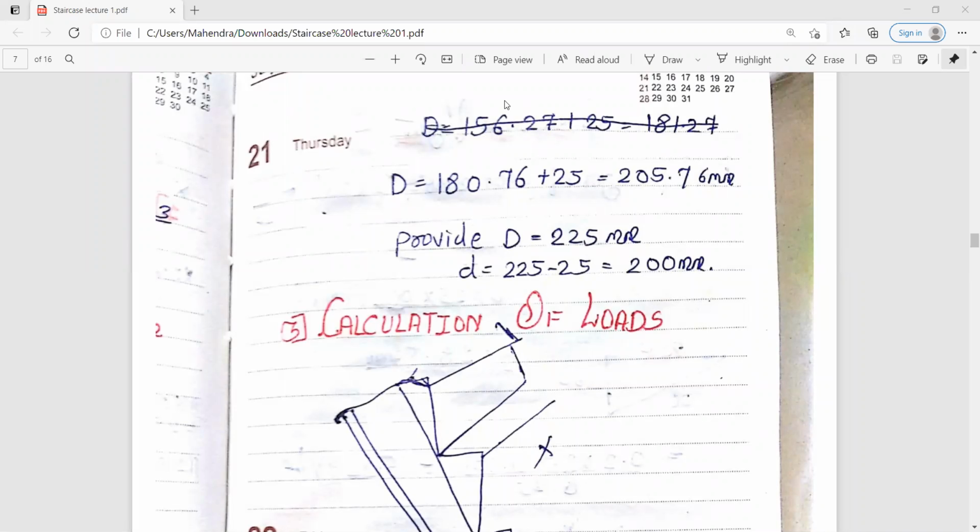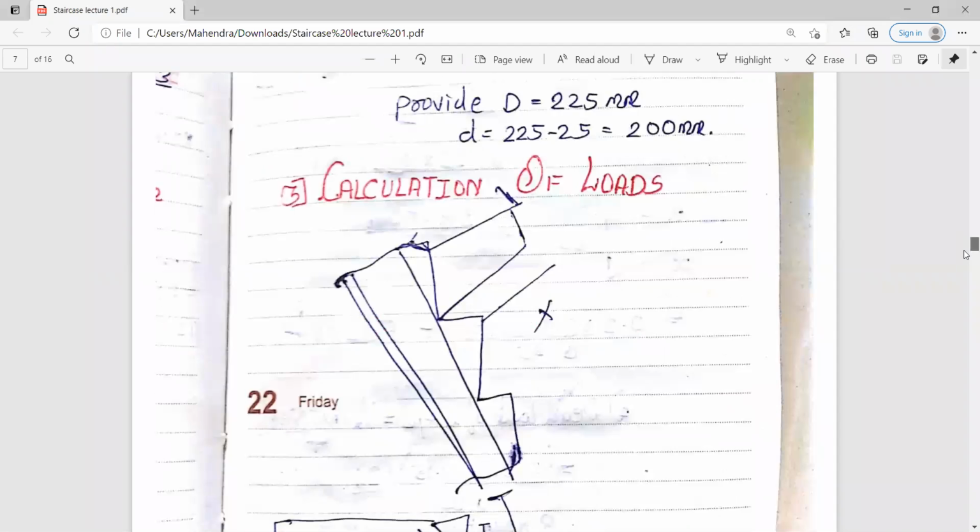Okay, done. Should I proceed to step number 3? So in step number 3, you need to calculate all the loads.